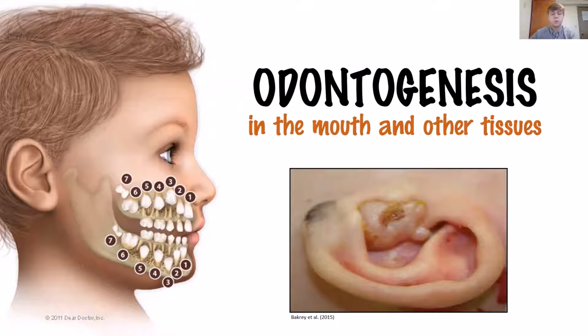Odontogenesis occurs in both your deciduous teeth or baby teeth, as well as the permanent teeth. Deciduous teeth start to form at 6 weeks in utero, while permanent teeth start at 14 weeks in utero and continue up to 5 years of age.